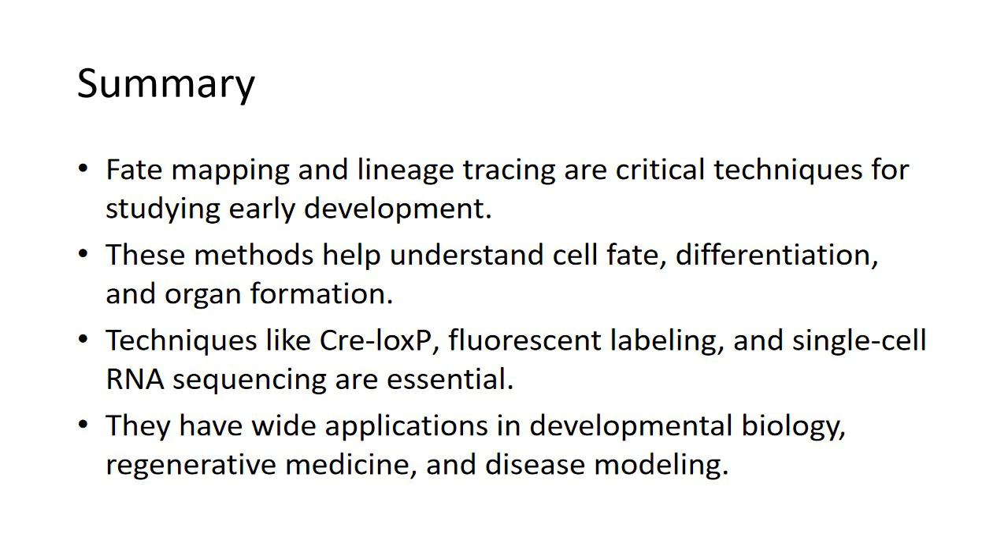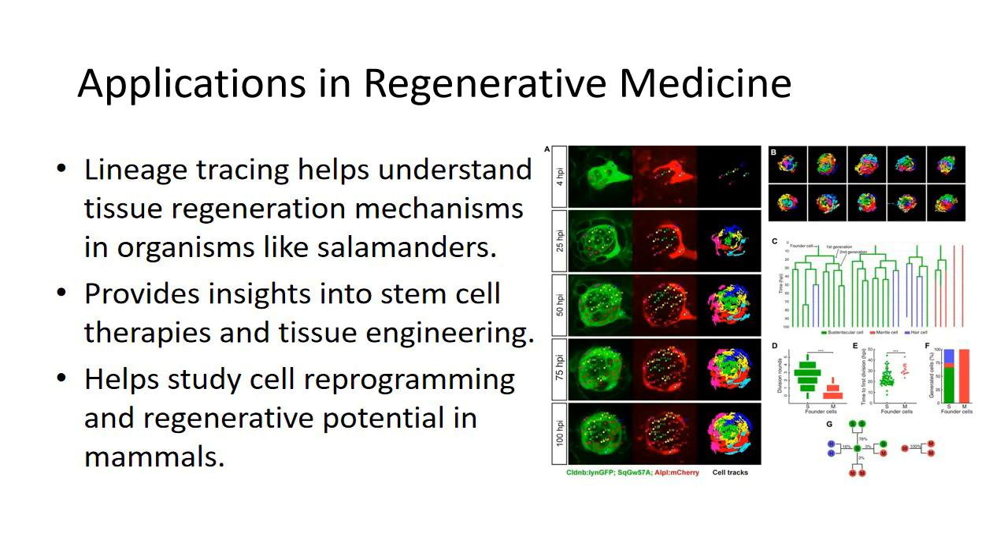Fifth, summary. Fate mapping and lineage tracing are invaluable tools for understanding the development of the embryo and the differentiation of cells into specific tissues and organs. These techniques have wide-ranging applications in developmental biology, stem cell research, and regenerative medicine, providing insights into the mechanisms that govern cell fate determination and organ formation. While challenges exist, advancements in these technologies continue to enhance our understanding of embryonic development and disease processes.